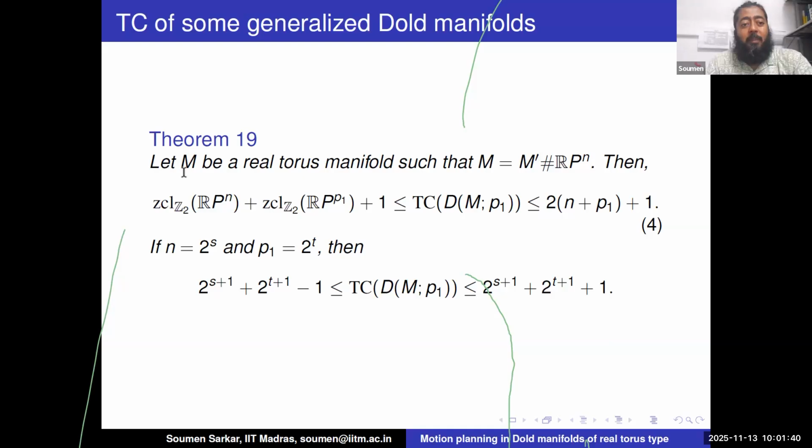The main important thing I want to note is that for any real torus manifold, we can have plenty of line bundles. But whether those line bundles will help us to make the lower bound much better, I'm not sure. It might be. Okay.